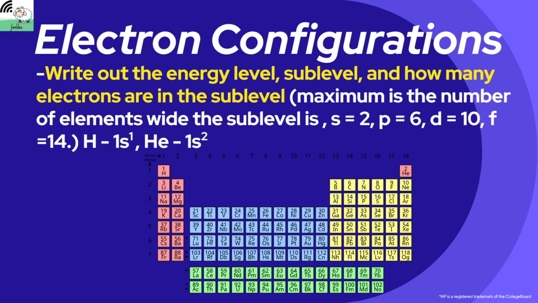Remember, we write out the energy level, sublevel, and how many electrons are in that sublevel. The maximum number of electrons is the maximum number of elements wide the sublevel is. So as we go through and count these out, the S sublevel can have a maximum of 2 electrons, P 6, D 10, F 14. So for example, hydrogen's electron configuration is 1s1. It refers to the fact that it has 1 electron in the first energy level and in the S sublevel. Helium is 1s2. It has 2 electrons in the first energy level and in the S sublevel, and so on.